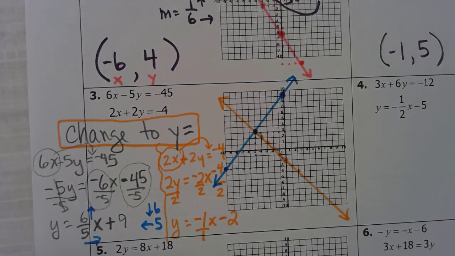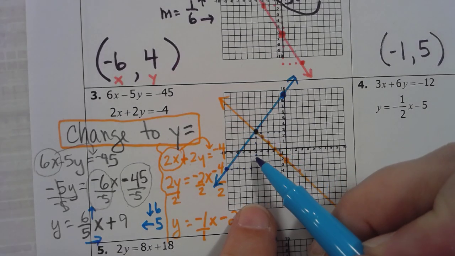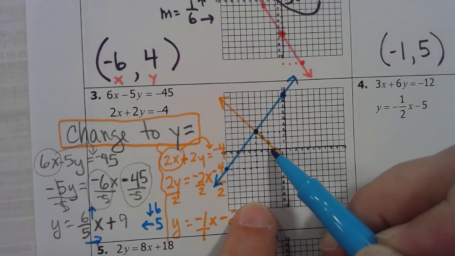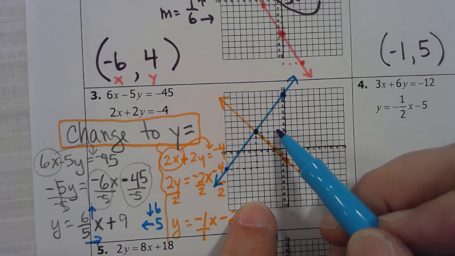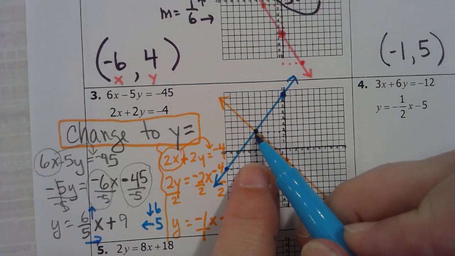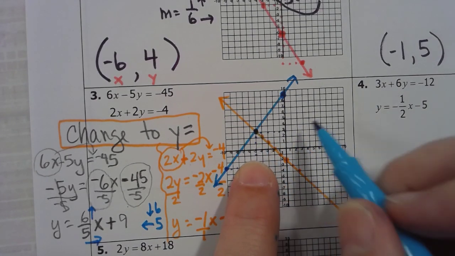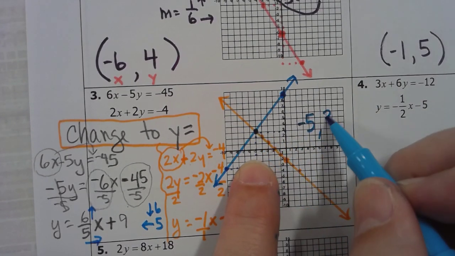Okay. And that number is negative 5 and 3. Just trace it back to your x and your y. X is negative 5, y is positive 3.